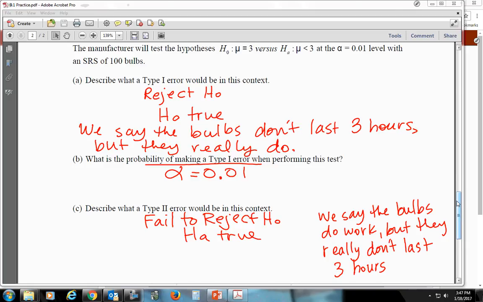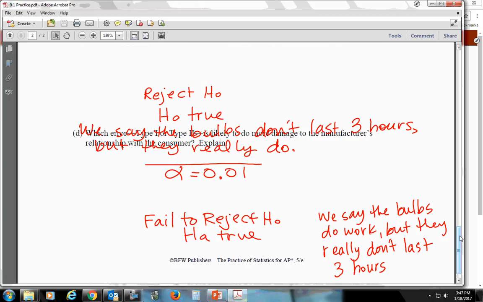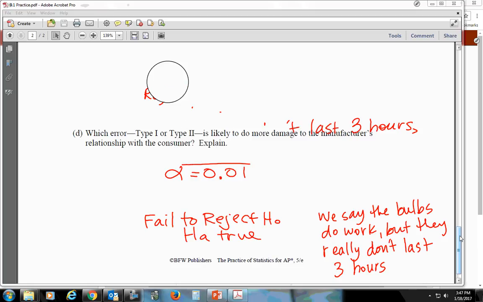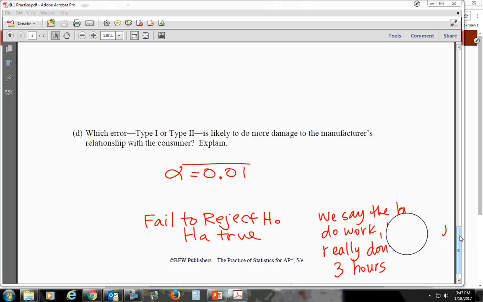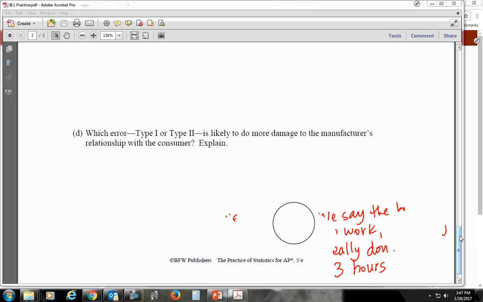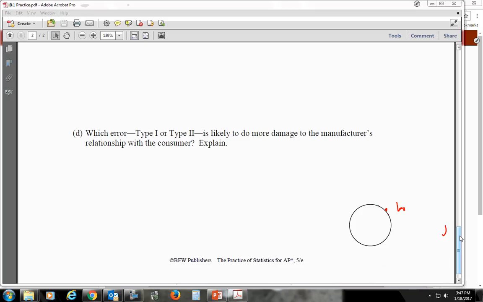Okay, so then that answers our part D for us. Which error, type 1 or type 2, is likely to do more damage to the manufacturers, not money, but their relationship with the consumer? That's going to be type 2 because you're basically lying to your consumers. Type 2 because you're giving them bad bulbs.